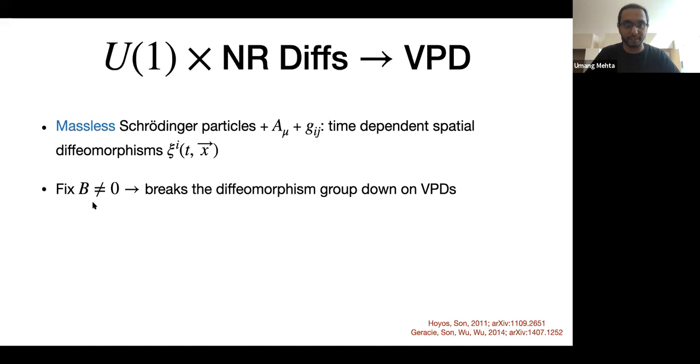The reason I want to fix B is because in general, it may be very difficult to fully couple the system to a background A mu and Gij. The transformations might look very complicated. It might suffice to couple it only to A0 and Gij. And I want to introduce how that can happen, assuming that you can couple it to a full U1 and non-relativistic diffeomorphism invariant background fields.